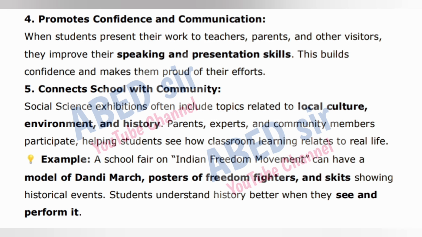Social science exhibitions often include topics related to local culture, environment, and history. Parents, experts, and community members participate, helping students see how classroom learning relates to real life. For example, a school fair on the Indian freedom movement can have a model of the Dandi March, posters of freedom fighters, and skits showing historical events. Students understand history better when they see and perform it.